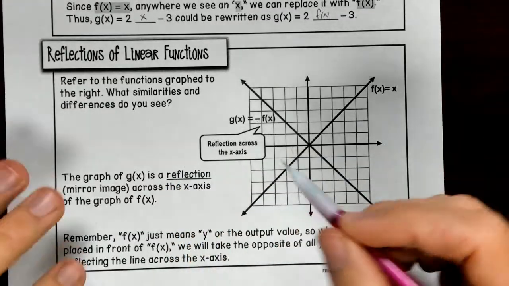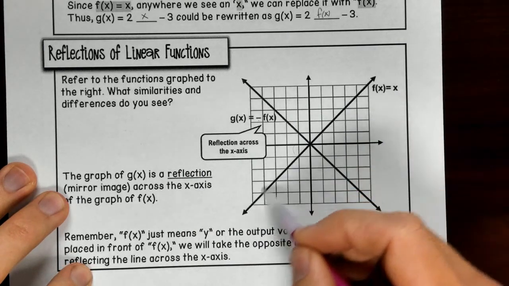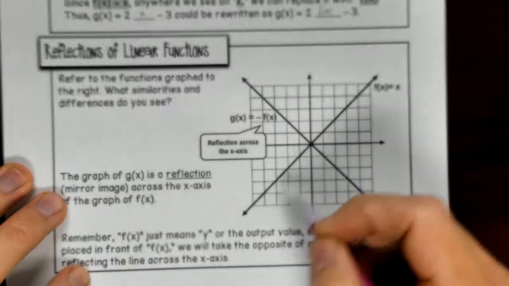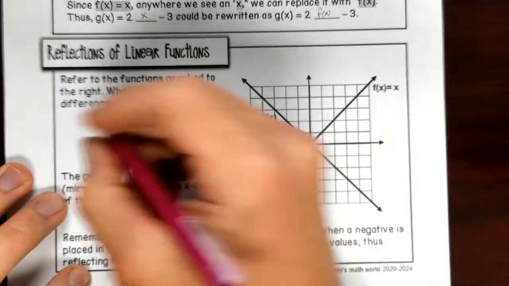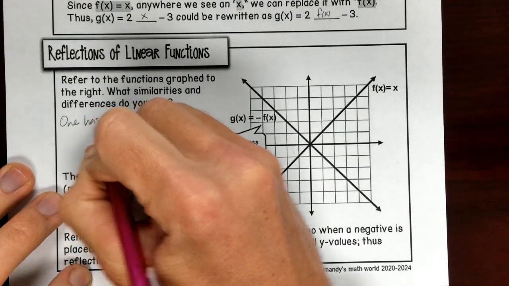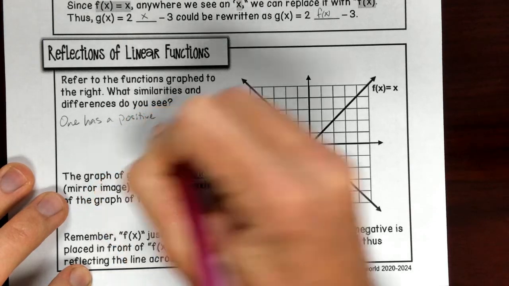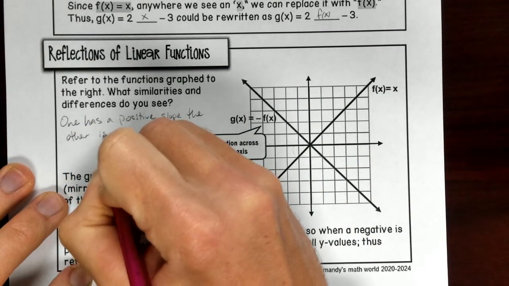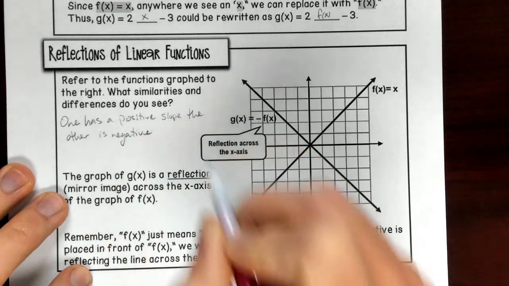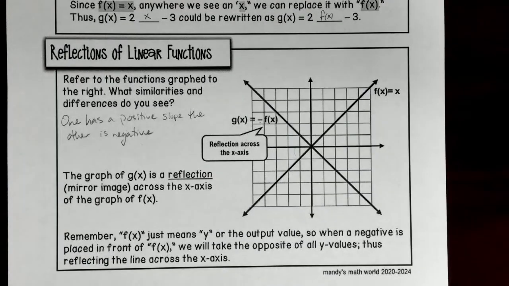So now, what do I notice about the slope of this line right here? Nora, what do you notice about the slope of that line? It's a positive slope. But what about this one? So one has a positive slope, the other is negative. It's going down, it's decreasing. But are they the same number? Yeah, they're both 1. One of them's a negative 1, but they're the same number.